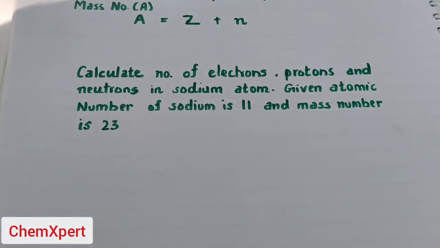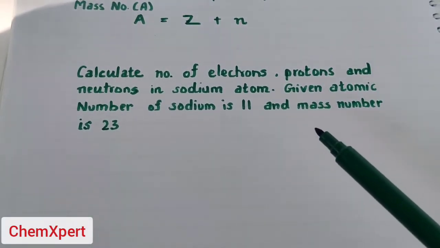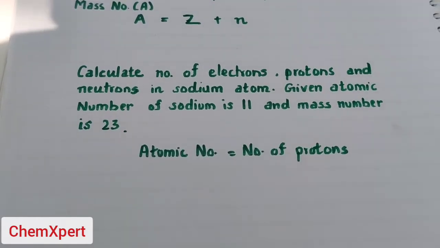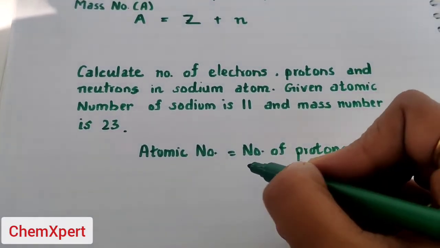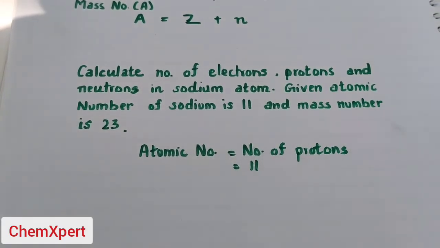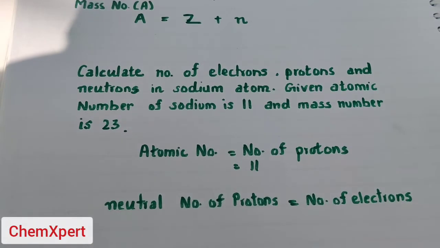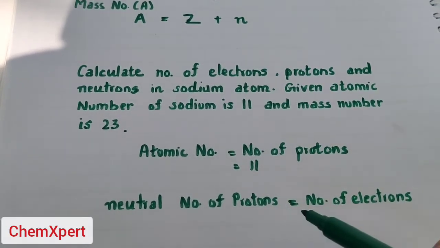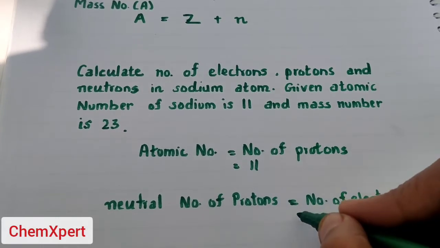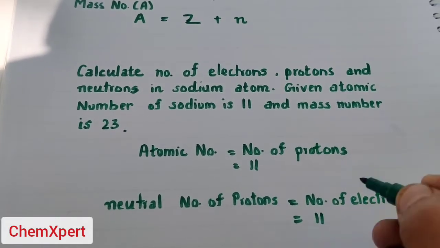Now let's discuss a question based on the above topic: calculate the number of electrons, protons and neutrons in a sodium atom. Given that the atomic number of sodium is 11 and the mass number is 23. As we know, atomic number is equal to the number of protons, and the atomic number is 11, so the number of protons is 11 here. And in a neutral atom, the number of protons is equal to the number of electrons. Since the number of protons is 11, the number of electrons also becomes 11.